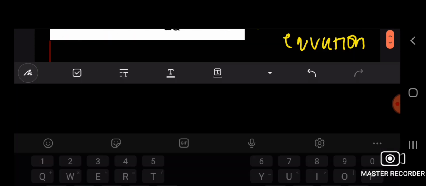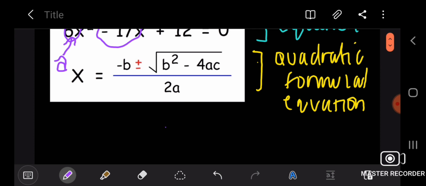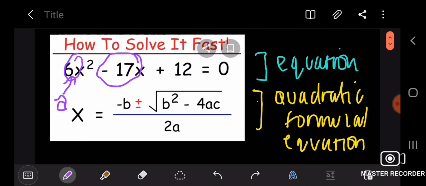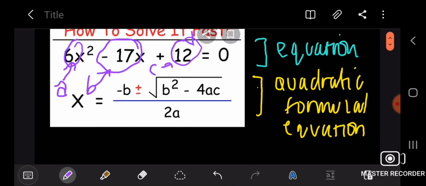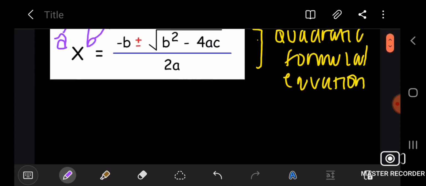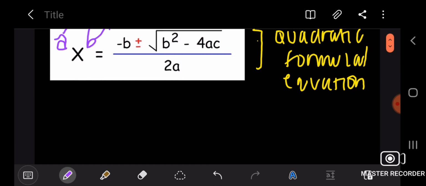And then the last one, which is 12, is C, because C is the last letter left, and it's also the third letter. And so the values are going to be A is 6, B is negative 17, and C is 12. So let's get solving.